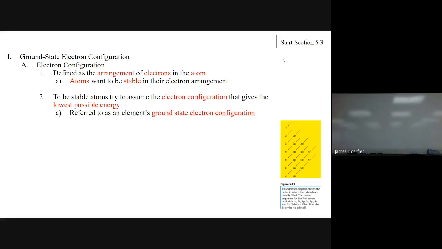okay? And before we get there, beside your notes, I want you to locate any copy of your periodic tables that you've been given throughout this year. Have those handy. If you 100% absolutely cannot find a copy, I have one up here.